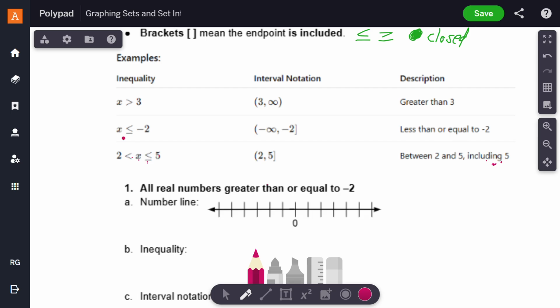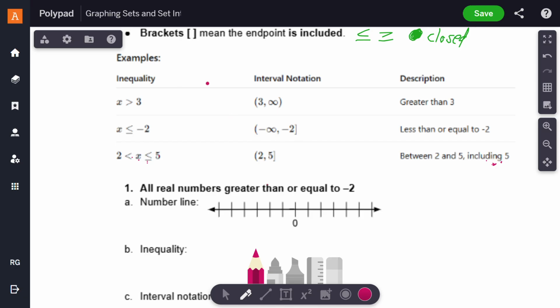For the example number 2, we have x is less than or equal to -2. So again, we have that "or equal to," so we're going to use a closed bracket for the -2. And notice because x is less than -2, we actually have a negative infinity because there are infinite numbers less than -2, and they do go towards the left side of the number line, which is why the negative infinity is on the left. And again, there's a parentheses because infinity or negative infinity cannot be included.